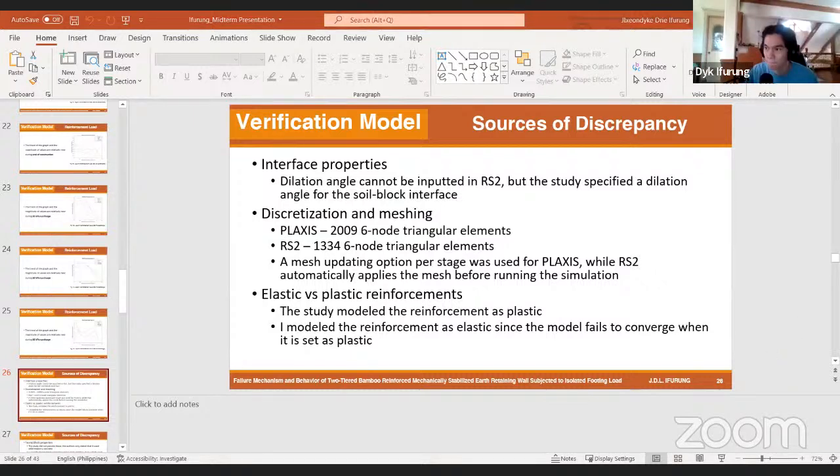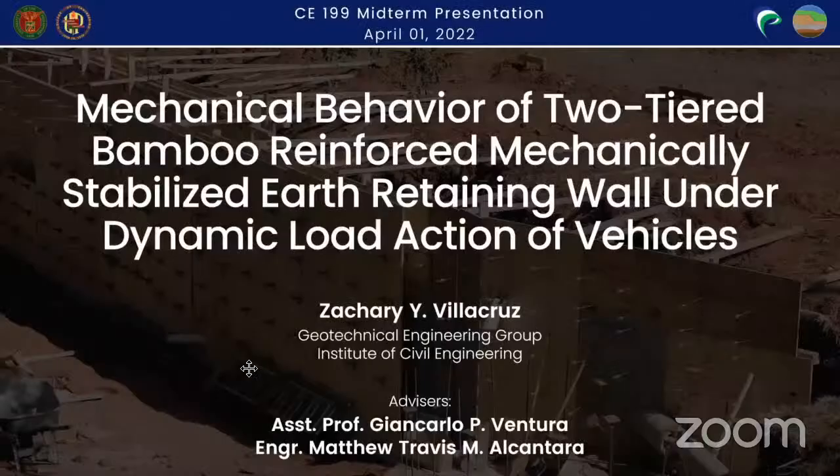Now let's move to a related study from Zachary Villacruz. The study is the mechanical behavior of two-tiered bamboo reinforced metallized earth retaining wall under dynamic load action of vehicles, also by Assistant Professor Giancarlo Ventura and Engineer Travis Alcantara. Okay, Zach? Yes. Thank you, sir. I'll be sharing my presentation now. Can you see it? Yes, we can see it, sir. Okay, I will begin now.